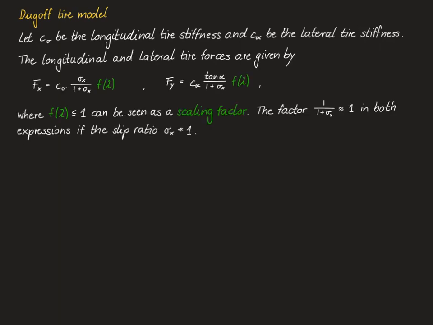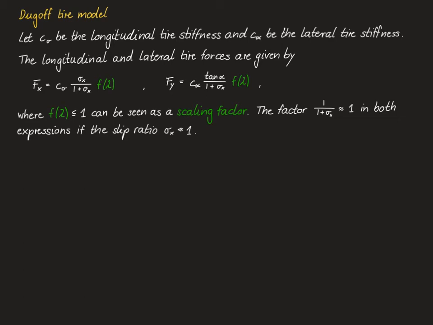The longitudinal and lateral tire forces in the Dugoff model are given by these two expressions, where f of lambda in both expressions represents a scaling factor less than or equal to 1, that is calculated as we will see in just a moment. Moreover, the factor 1 over x that is present in both expressions is approximately equal to 1 as long as the slip ratio turns out to be much smaller than 1. And since the slip ratio usually is much smaller than 1, this can be seen as another correcting factor.